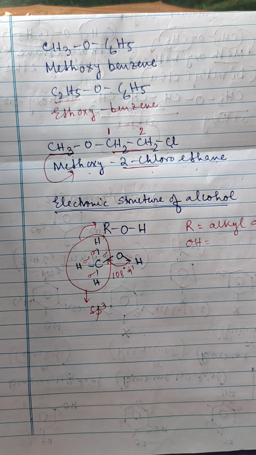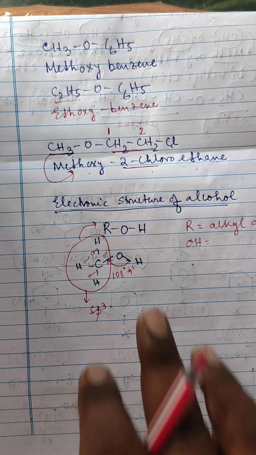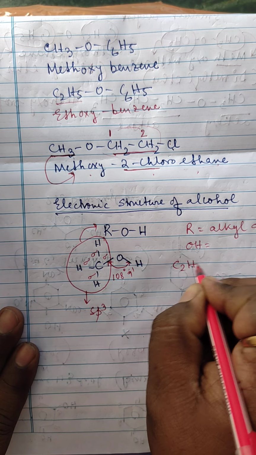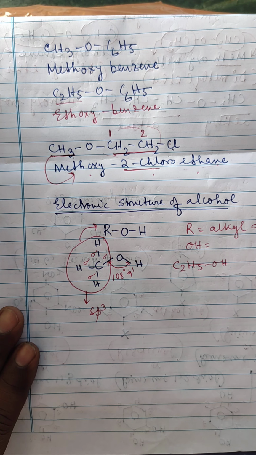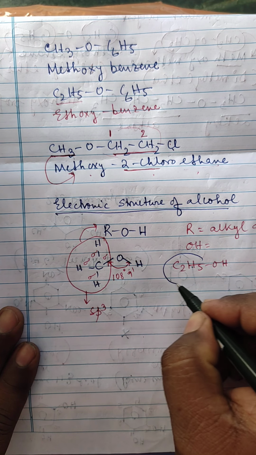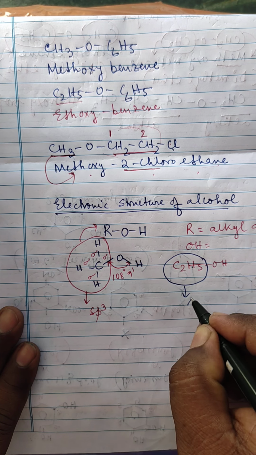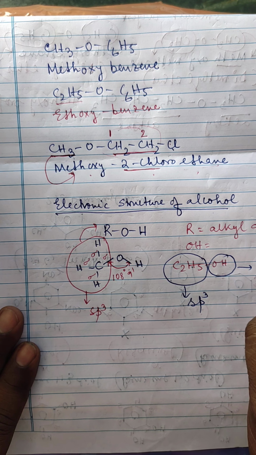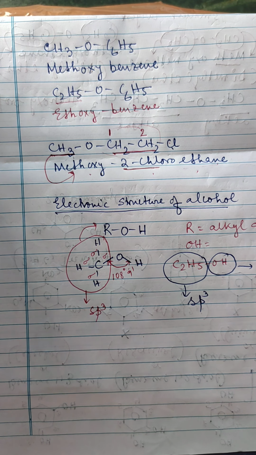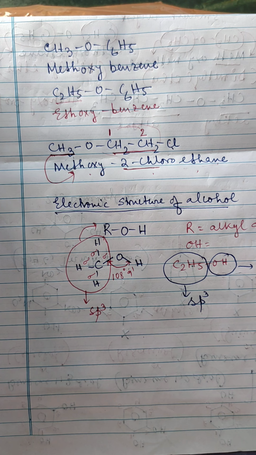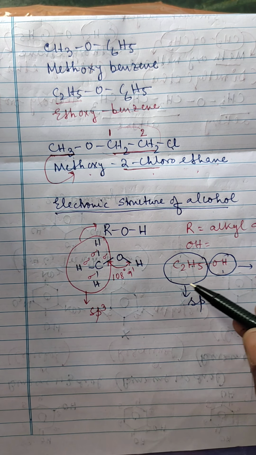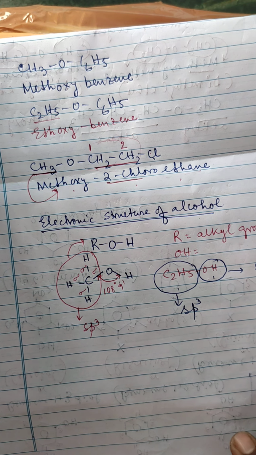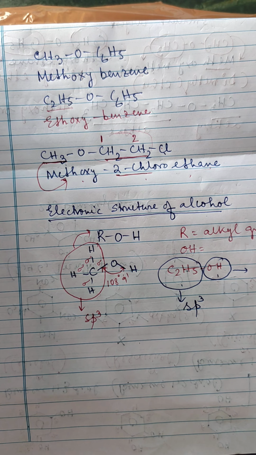In this way the whole structure of alcohol looks like this. Always remember, suppose I have alcohol C2H5OH. This C2H5 has a hybridization of sp3, and this OH portion also has a hybridization of sp3, because it is just like the hybridization of water, where one of the hydrogens of water is replaced by an alkyl group.